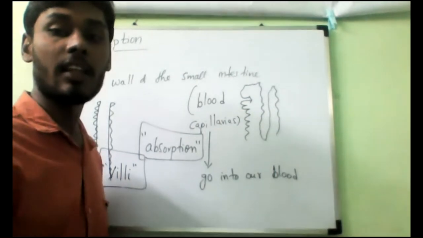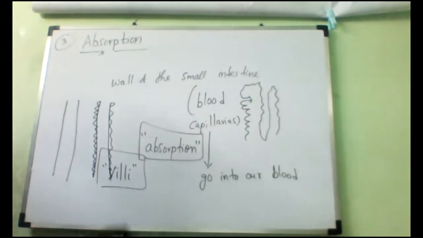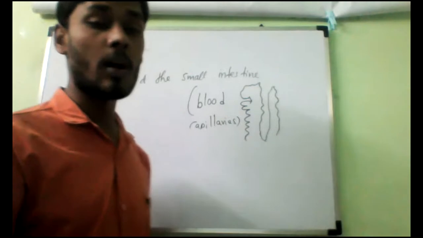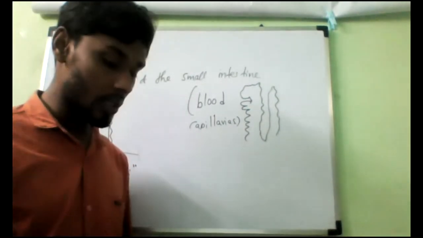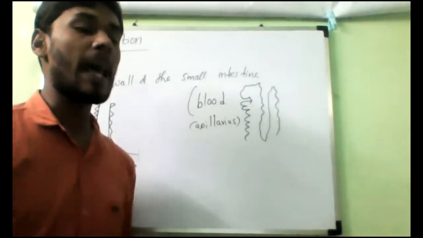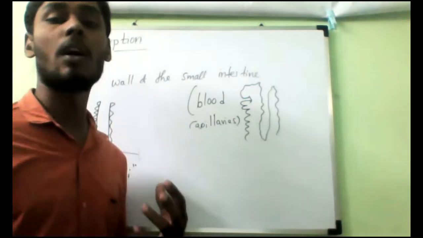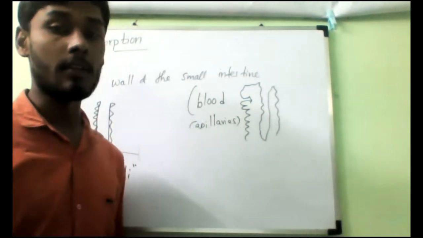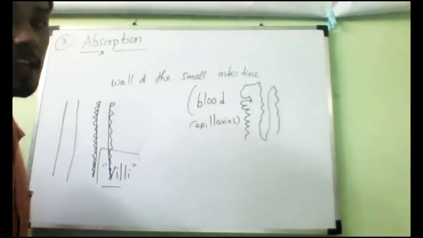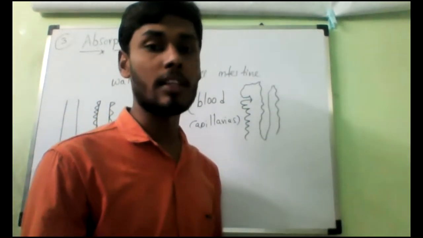So the inner walls of the small intestine contain millions of villi. Because of these villi, the small intestine has a large surface area. This large surface area helps in the rapid absorption, which means whatever food is digested will be quickly absorbed by the blood. So this digested food, absorbed through the walls of the small intestine, goes directly into our blood. So now the intestine part is over.